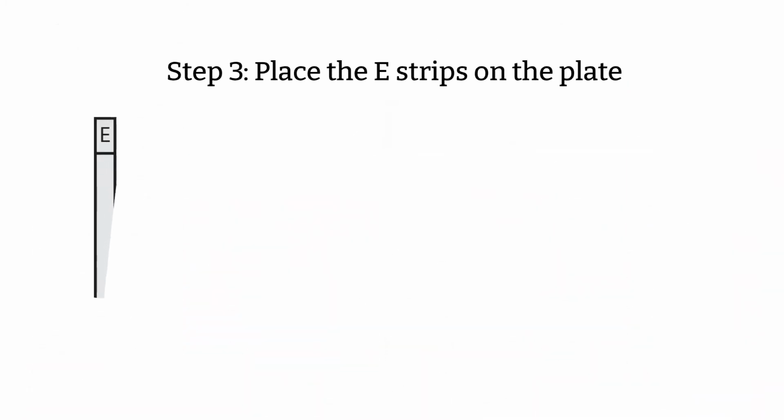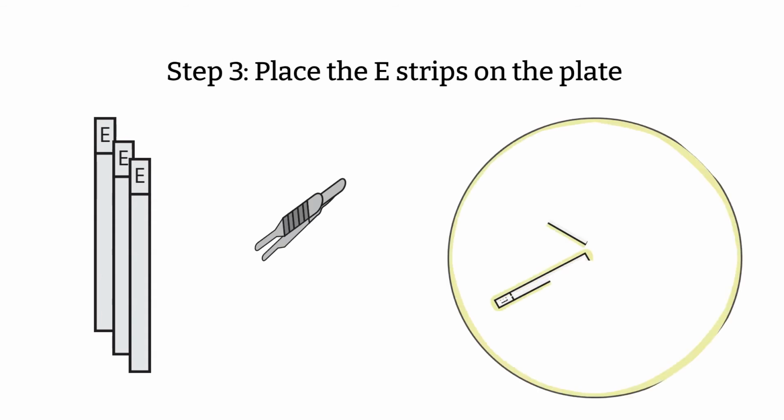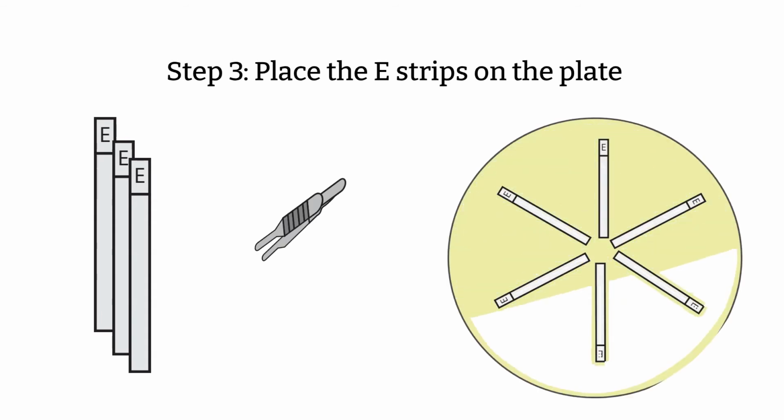Third, place the strip on the plate. Make sure that the entire strip makes contact with the plate. You can put more than one strip per plate. Just make sure you space them out so that when the ellipse forms, they won't overlap. Fourth, incubate the plate overnight.